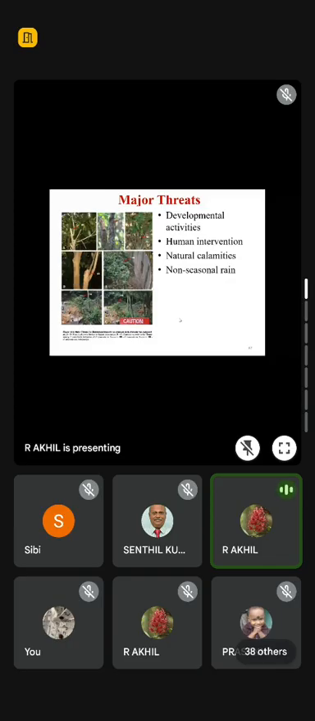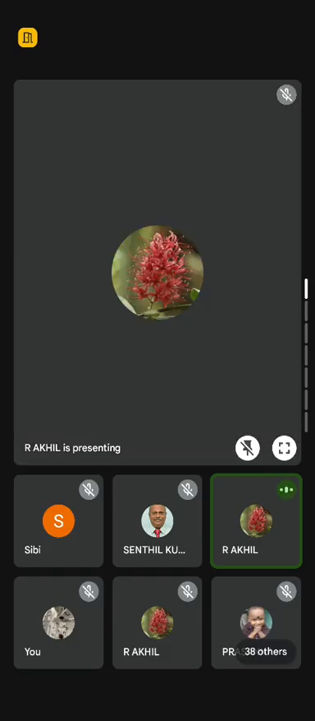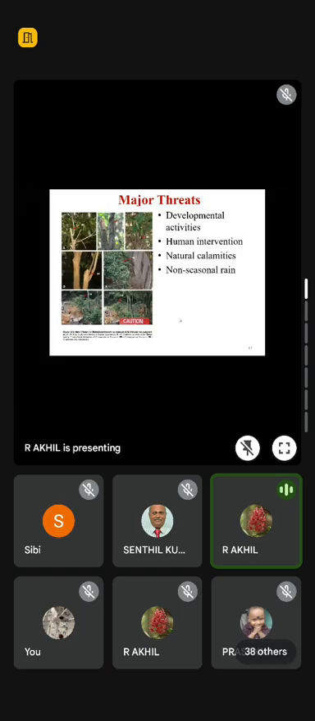These are the major threats, such as developmental activities such as construction, development which is happening on the road. Human interventions may also disturb the population in its natural habitat. Natural calamities such as flood and non-seasonal rainfall also affect the population in its natural habitat.